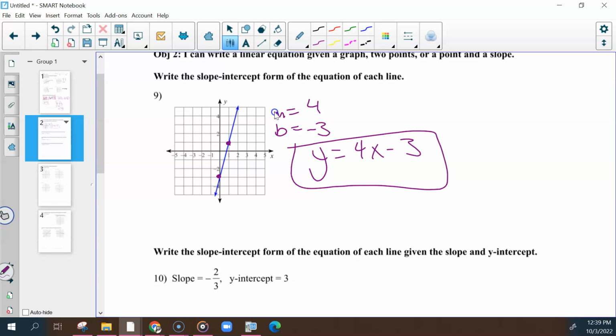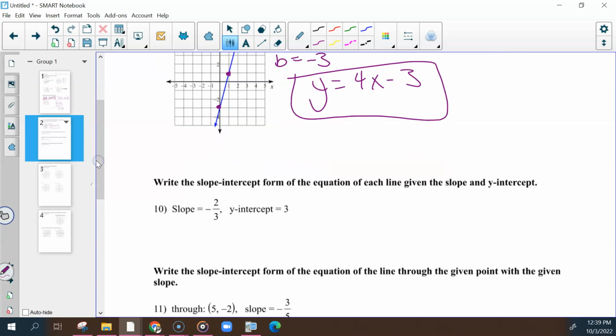So be careful when you're counting. Go up or down first, then left or right. Number 10 was worth 1 point because they gave you the slope and the y-intercept. You just had to correctly put it into your format. For both of these, some of you were forgetting the x, so be careful with that.